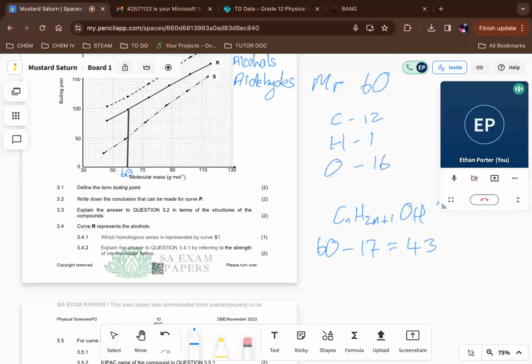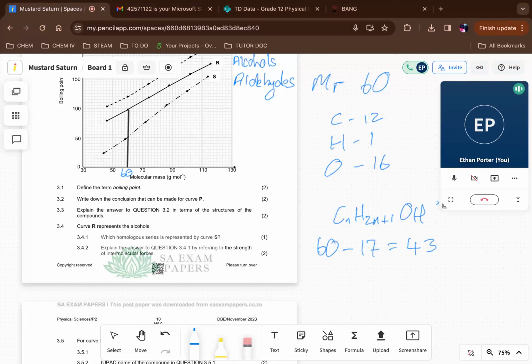And how many carbons can we fit into that? Actually, only 3, because you get to 36. Hydrogen is such a small molecule, it only has a molecular mass of 1. You just have to fit as many carbons as you can, and then usually the difference will balance out the hydrogens. So we can just try 3.